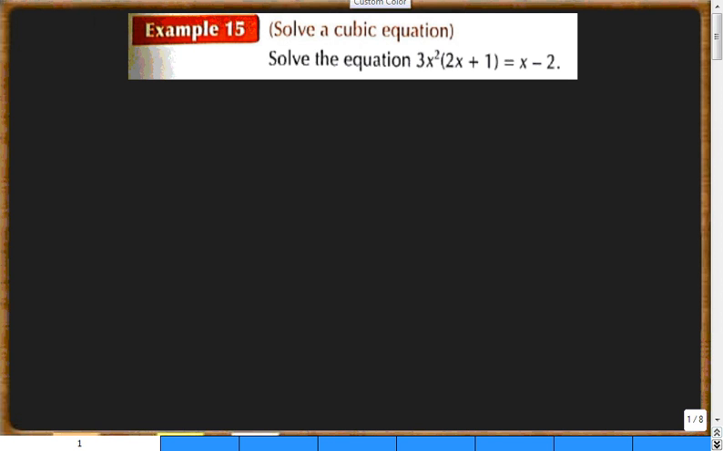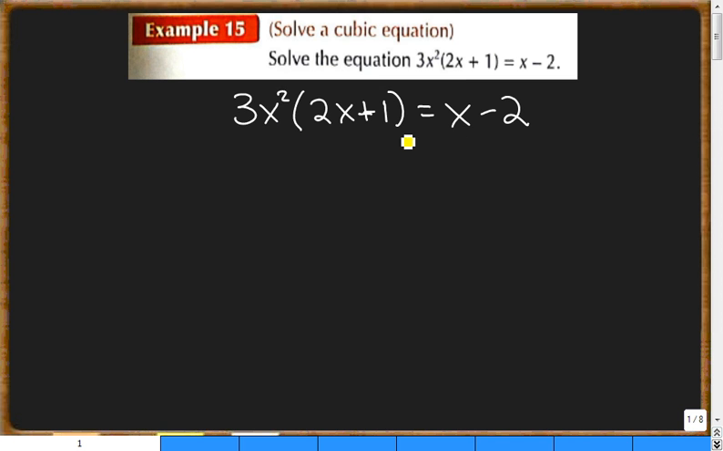Let's look at example 15. It asks us to solve the cubic equation (3x squared)(2x plus 1) equals x minus 2. First, in order to use what we know to help solve this, we need to get this in the general form. So we need all our terms on one side and 0 on the other. We also want to have everything broken up. So let's do that in this next step.